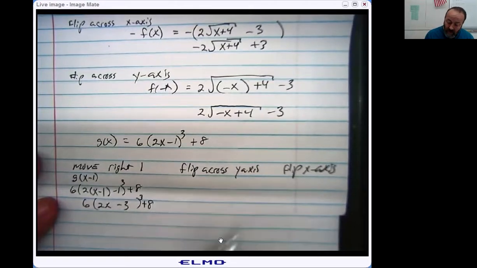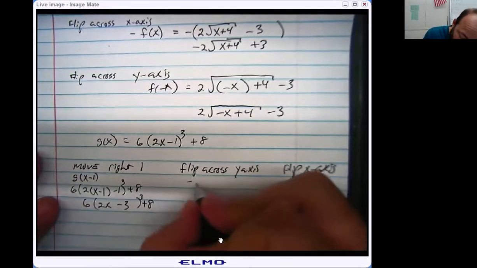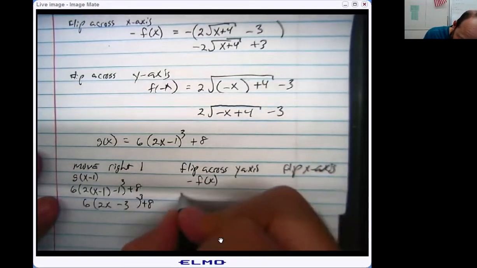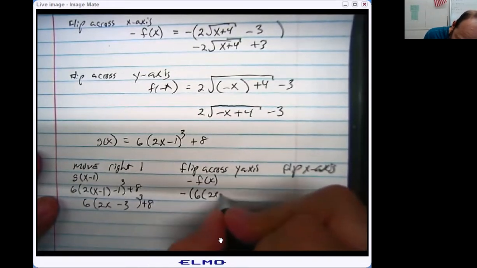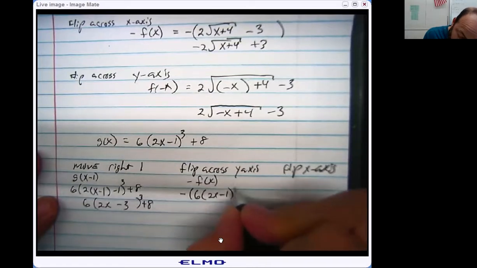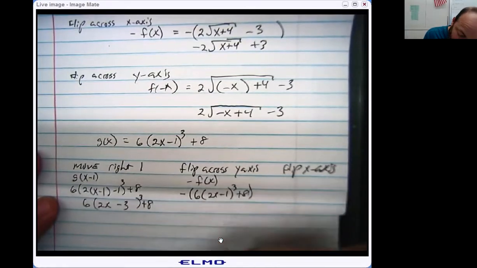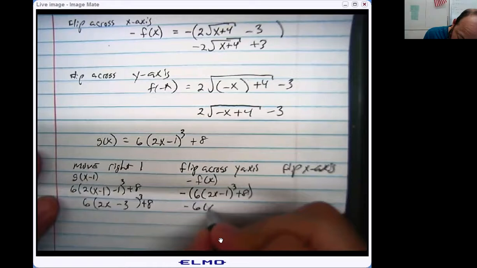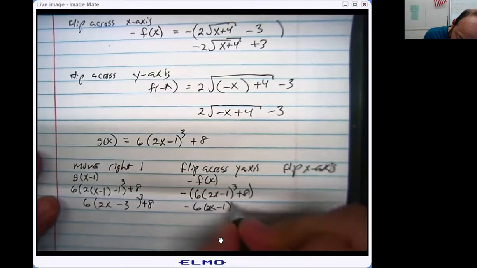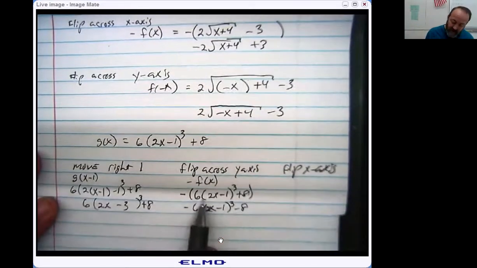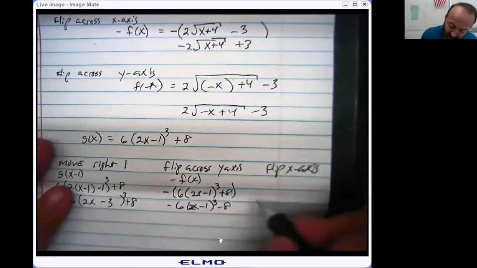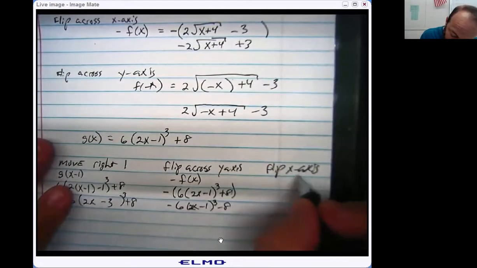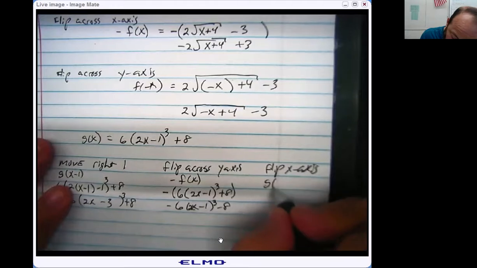Okay. Flipping it across the x-axis is just making the opposite of g of x, which means I'm going to have a negative, and I'm going to put all of g of x here. Plus 8. And so again, just like the previous problem, what's really important is not only did this portion of the graph change, but so did the y-intercept. And then flipping across the y-axis is just g of negative x.